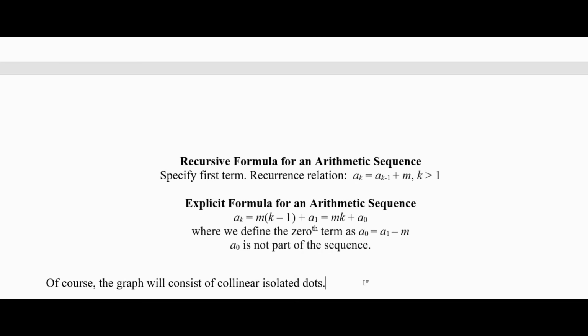So I can give you both a recursive and an explicit formula for an arithmetic sequence in general. Of course, with the recursive formula, you first specify the first term. And then you have a recurrence relation that is a sub k equals a sub k minus 1 plus m, m being that slope or common difference. And that works for k greater than 1. Some people would use a d there instead of an m. For an explicit formula for an arithmetic sequence, a sub k is m times k minus 1 plus a sub 1. You take the first term and you add k minus 1 m's to that.